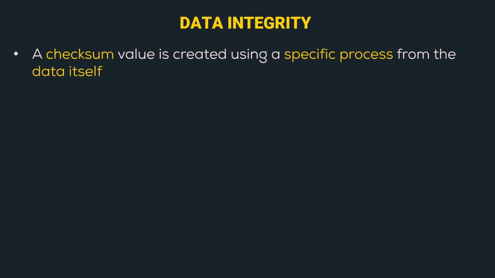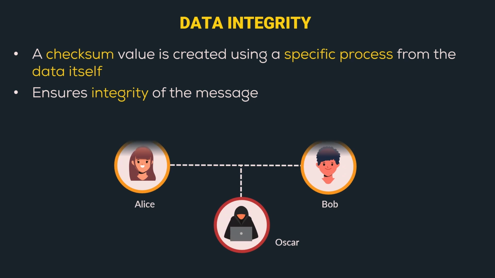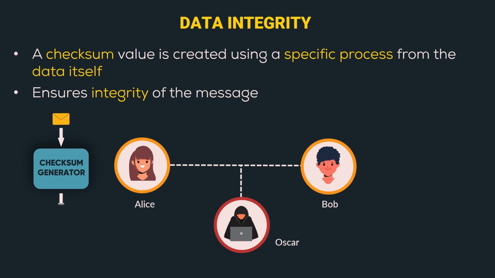Now let's move to the last security mechanism for this video, which is data integrity. In data integrity, a checksum value is created using a specific process from the data itself. This ensures integrity of the message. Let's understand with the help of some graphics. Here, before sending the data to Bob, Alice needs to generate a checksum value. For this, she uses a checksum generator which inputs the data of the message and outputs the checksum value. Now Alice attaches the checksum value to the message and sends it to Bob.